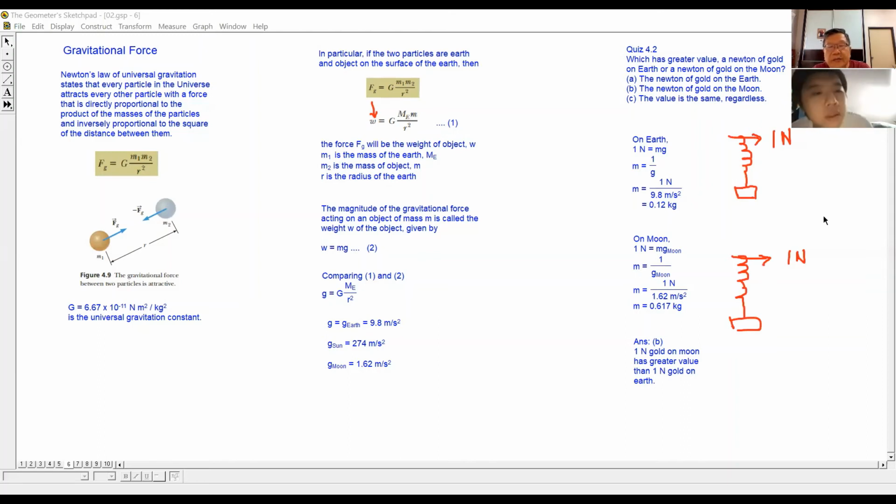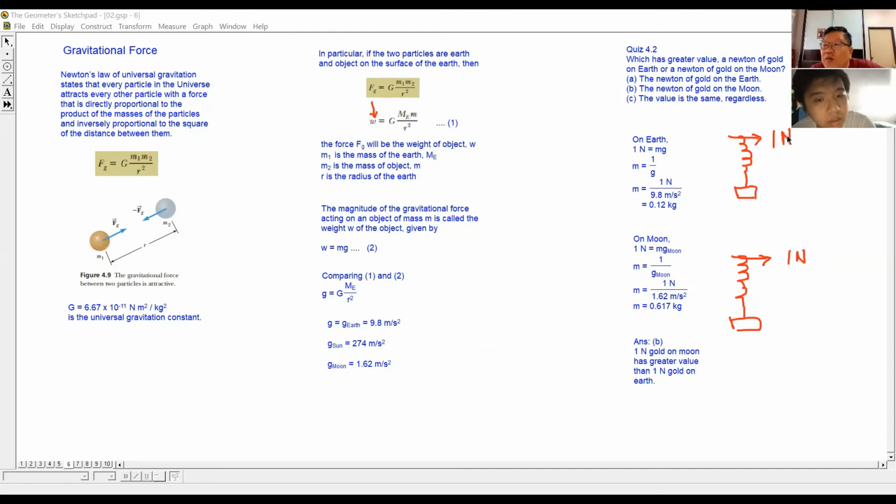Okay. How to reason it out? Now, the gravitational attraction on the moon is very small. In order to produce 1 Newton, you have to put a very heavy weight there. Now, on the surface of the Earth, the gravitational pull is very strong. You only need to put a very small weight there, and it will produce a big Newton. Because the gravitational pull on the moon is small, you need a bigger mass to pull it down. Because the gravitational pull on the Earth is very strong, you only need a small mass to pull it down.